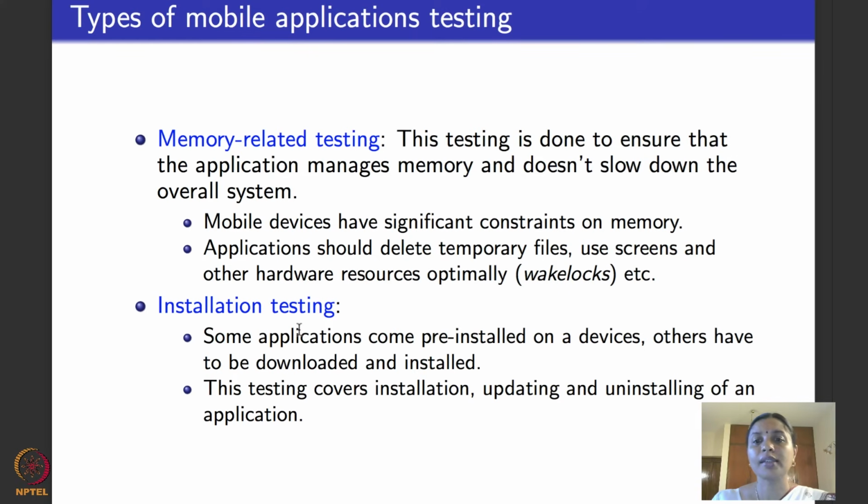The next is installation testing. As I told you, when it comes to mobile apps, some of them come pre-installed on a particular device, whereas others have to be downloaded and installed on a particular device. So this kind of testing covers installation, updating of an app, which we do very frequently, periodically, both system level functionalities and a particular related app, and uninstalling also is typically covered in installation testing.